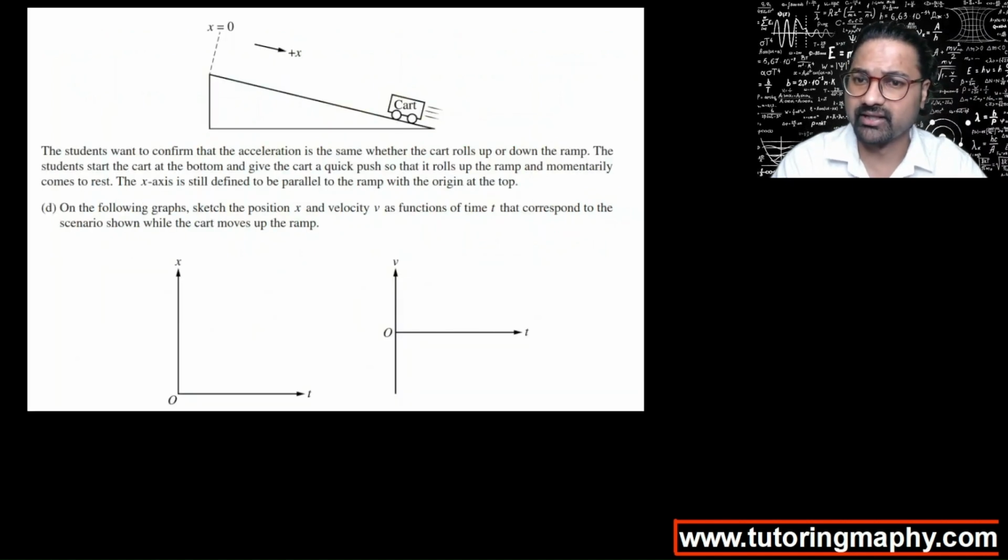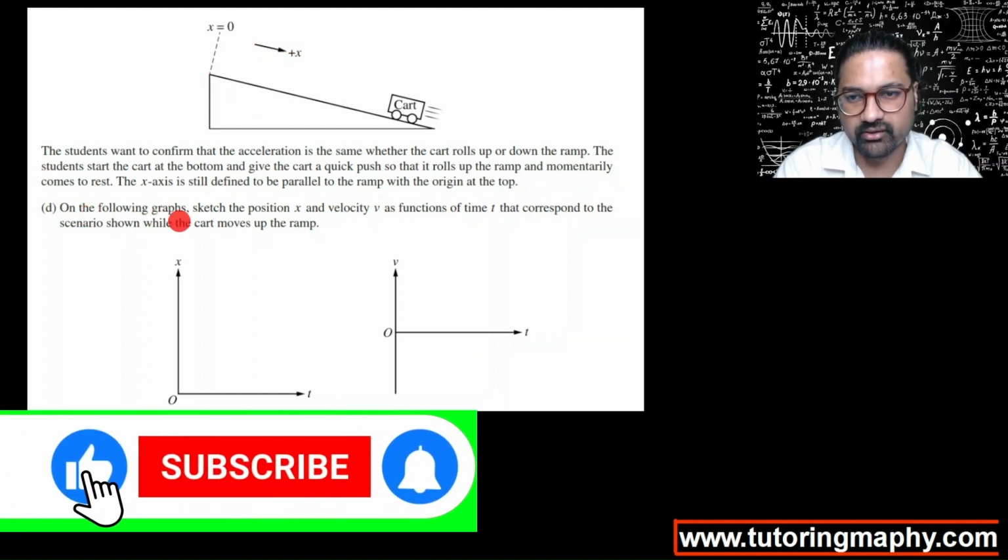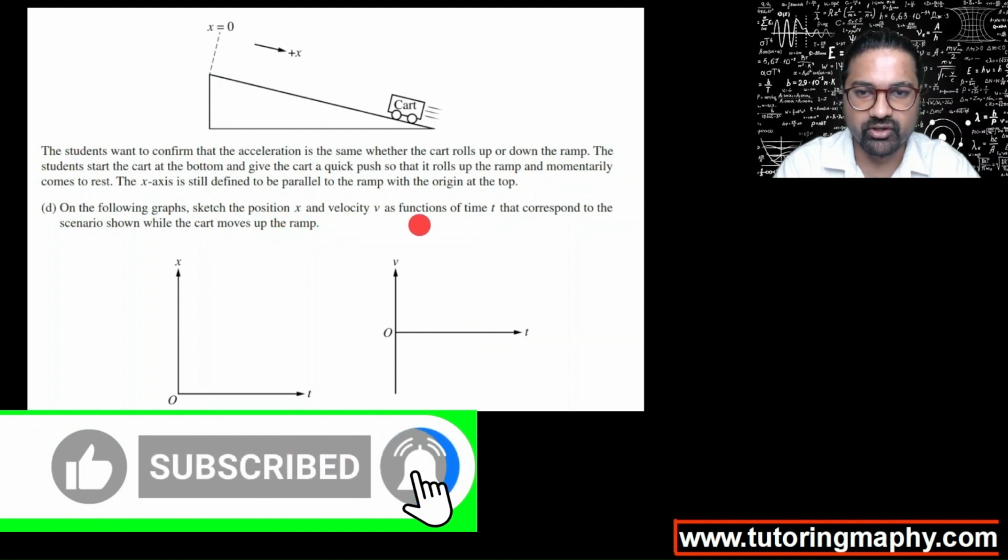All right, the last one talks about how the student wants to confirm that the acceleration is the same whether the cart rolls up or down the incline. So the student starts the cart at the bottom and gives the cart a quick push so that it rolls up the ramp and momentarily comes to rest. The x-axis is defined parallel to the ramp once again with the origin at the top. So this is the origin, this is plus x. In the following graph, sketch the position x and velocity as a function of time that corresponds to the scenario shown.